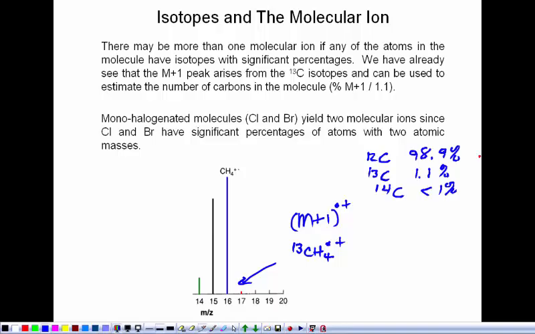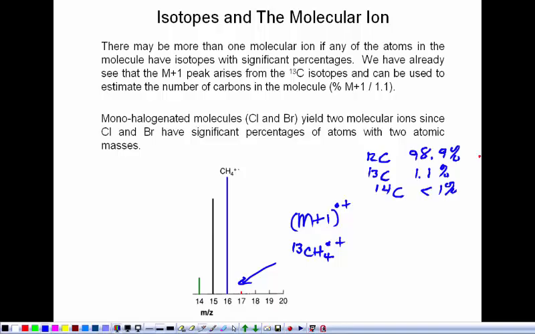And where this becomes important is that if you think that every carbon in the molecule has a 1.1% chance of being carbon-13, then if you measured the intensity of the M plus 1 peak relative to the M peak and divided by 1.1, you would end up with the number of carbons in the molecule. So if you had 10 carbons in your molecule, that means the M plus 1 peak should be 10% of the M peak.